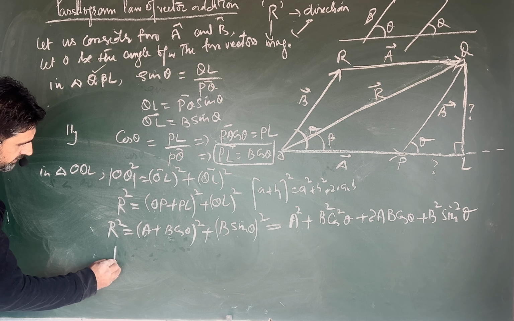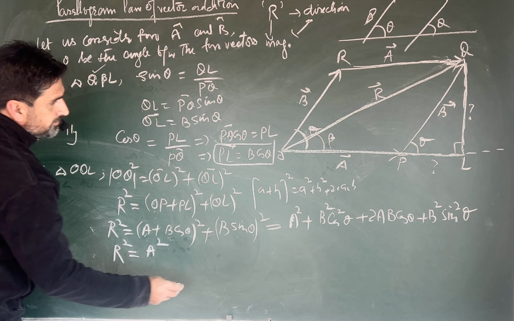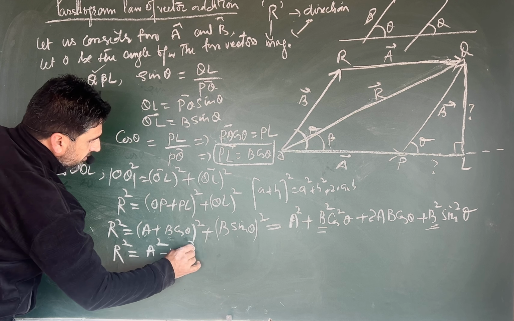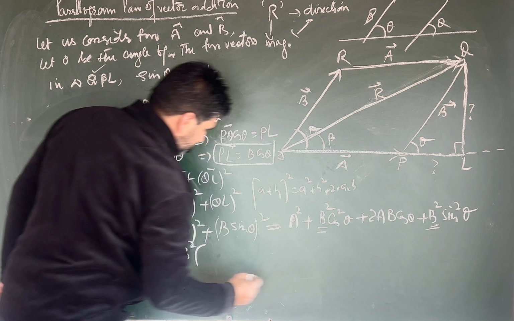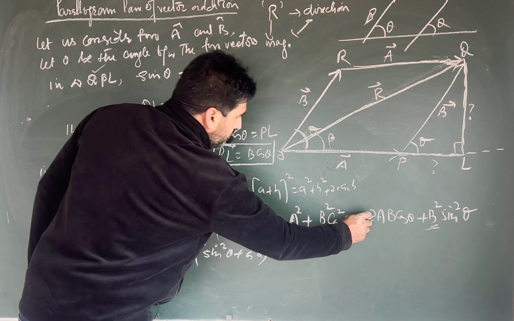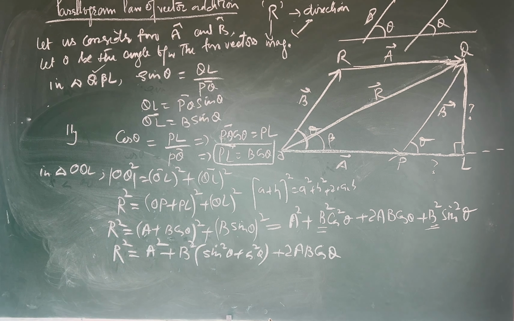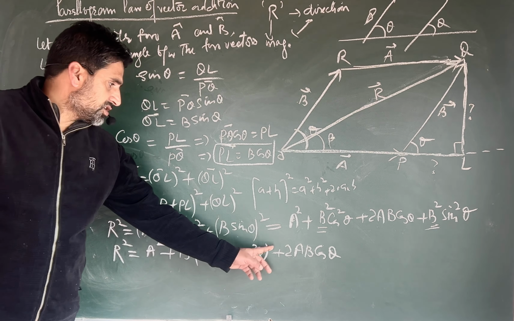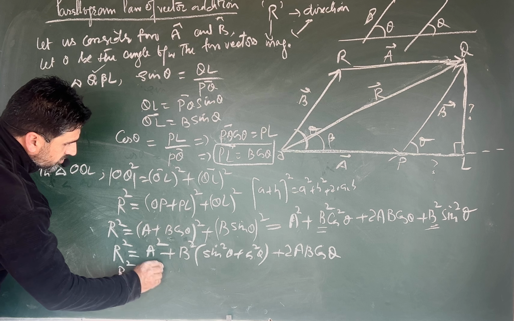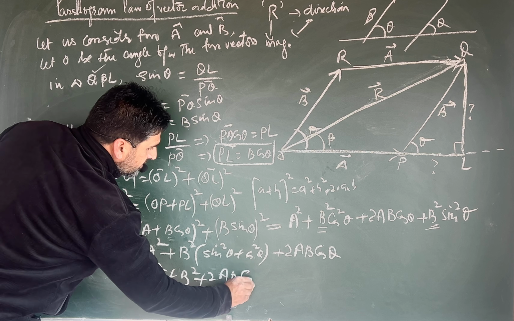So your R square will come out to be equal to A square. यहाँ भी B square है, यहाँ भी B square है, कॉमन निकालते हैं, plus B square times cos square theta plus sin square theta, plus 2AB cos theta. So this sin square theta plus cos square theta is equal to 1. So R square is equal to A square plus B square plus 2AB cos theta.